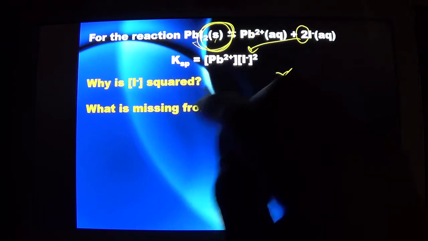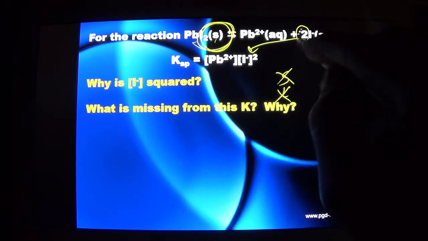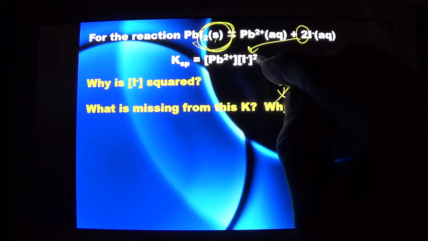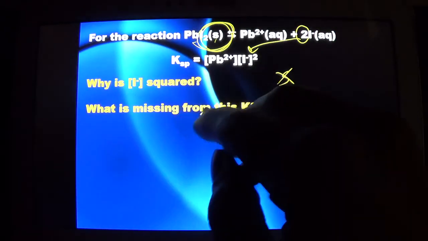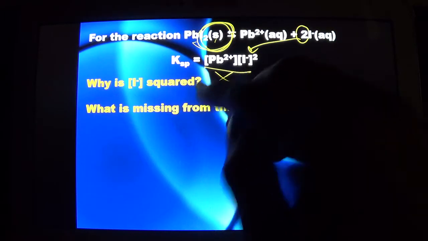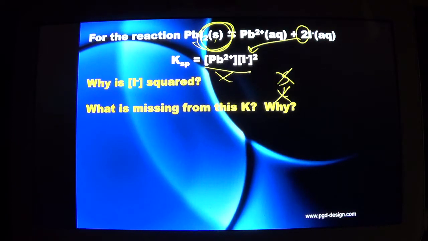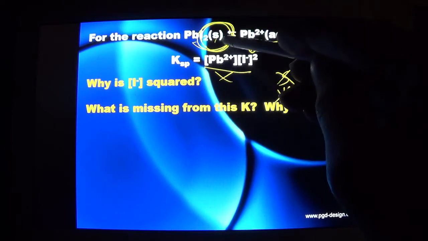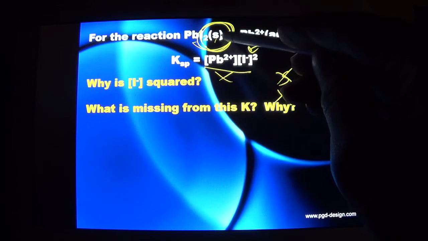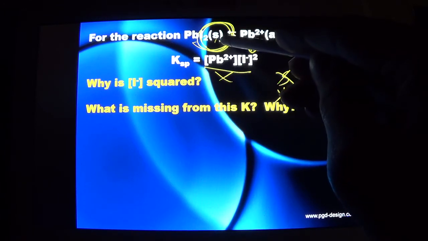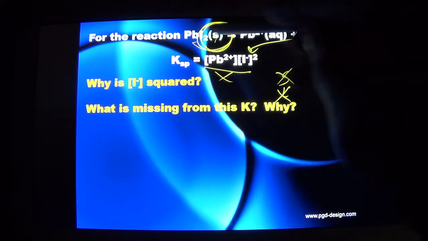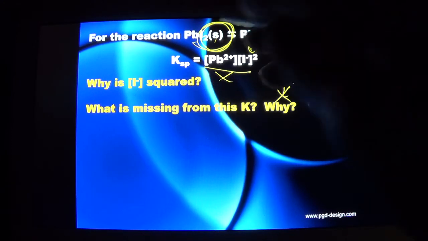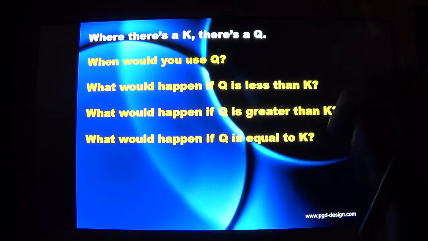Okay, so I is squared again because this is the slow step, so our coefficients are the exponents, and we really should not have a denominator. The reactants are solids. I can't have a solubility product if I don't start with a solid or end with a solid, whichever way you want to view that. But there you go. Okay.